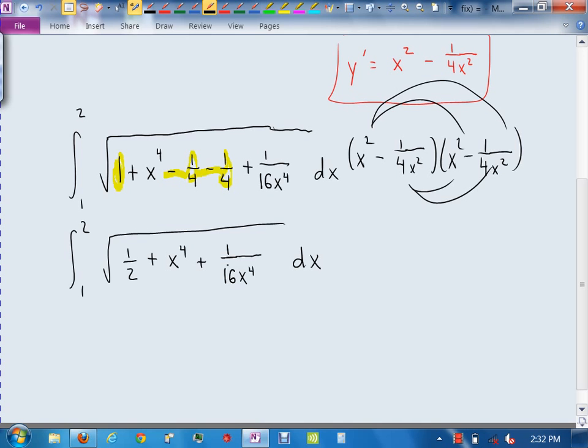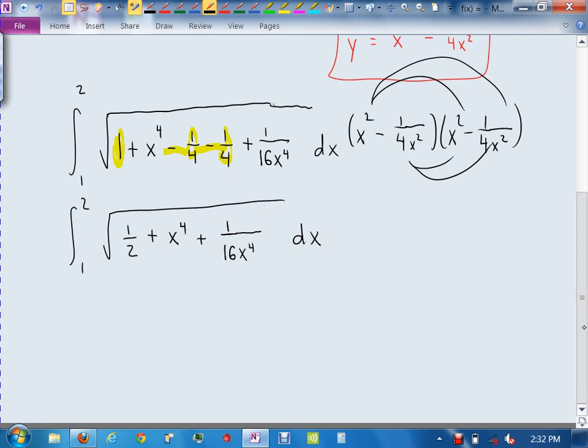So what's my common denominator? 16x to the 4th. So what do I multiply the 1/2 by to get a 16x to the 4th? 8x to the 4th on the top and bottom, right? So I'll have an 8x to the 4th on top, and on the bottom I should have the 16x to the 4th, right?